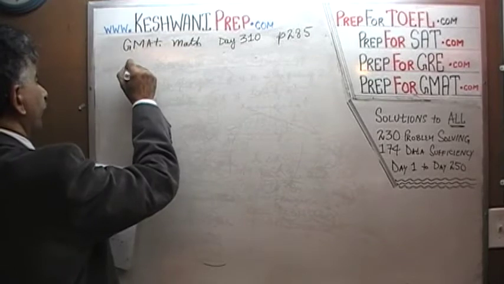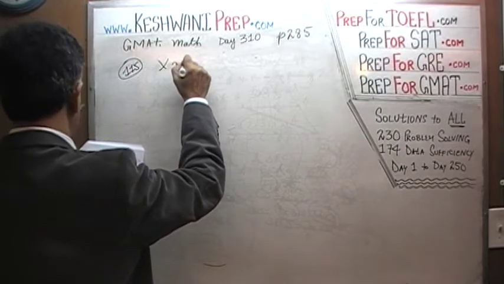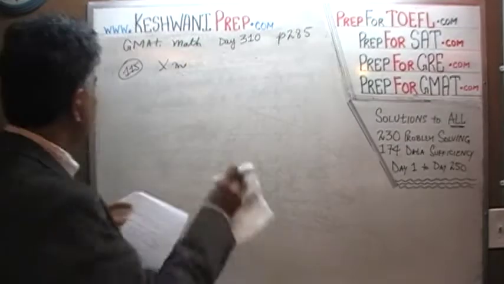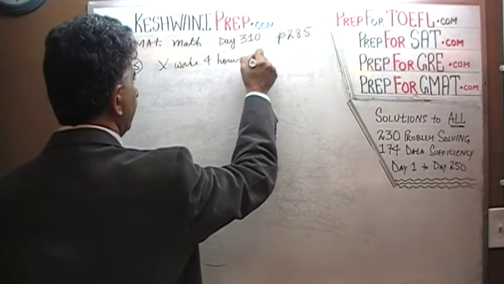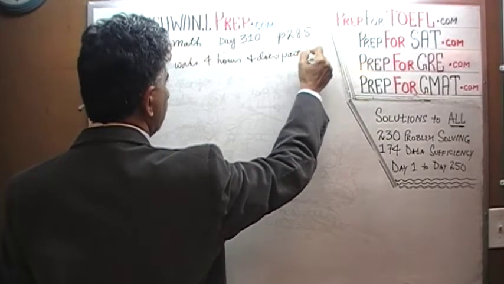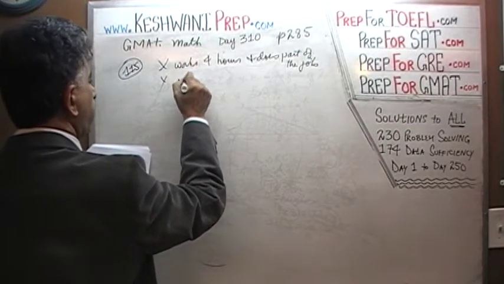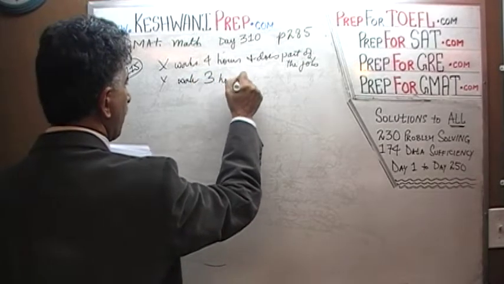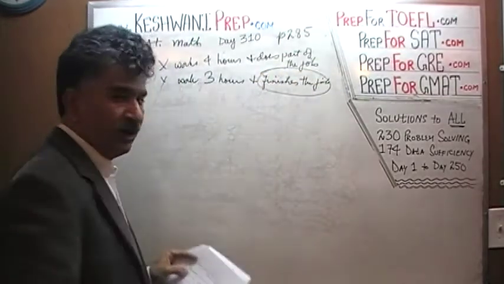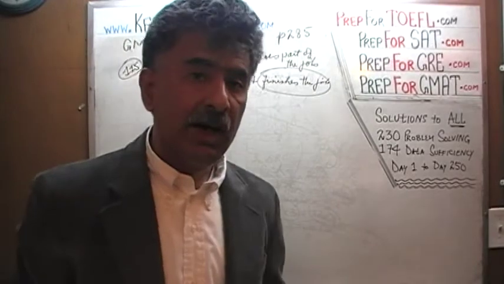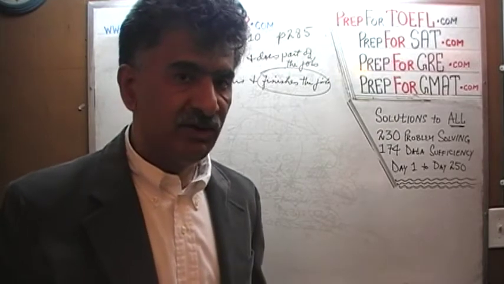Number 115 says that X works 4 hours and does part of the job. Then it tells us that Y works for 3 hours and finishes the job, does the rest of the job. The question is very simple. The question is, how many more hours would X have taken if X had continued to work on the job and finished the entire job by himself?